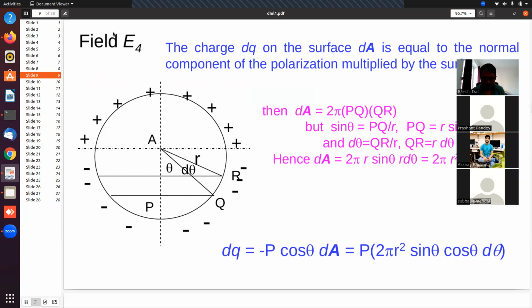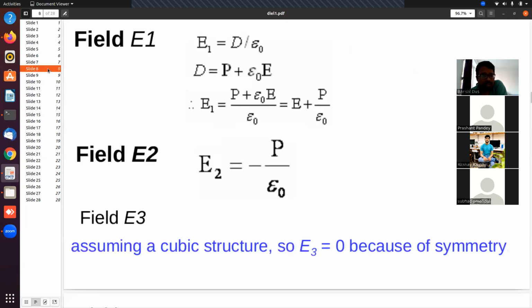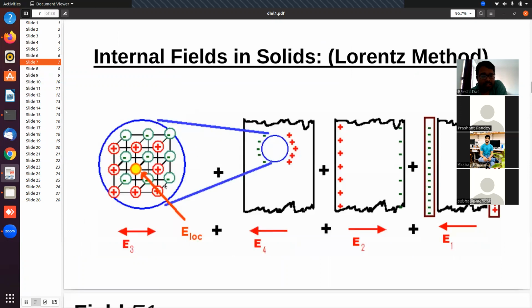So E4 is the one, and you said the earlier one is equal to 0 due to the cubic structure. That is E3. Now we are calculating E4. E4 means around that material structure. So the sphere you are taking is E4, and inside that sphere you are talking about the molecular structure, that is E3.